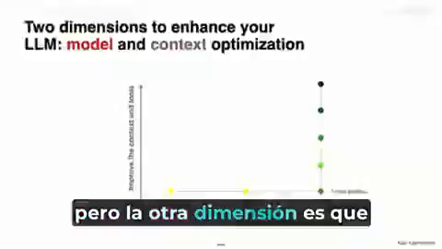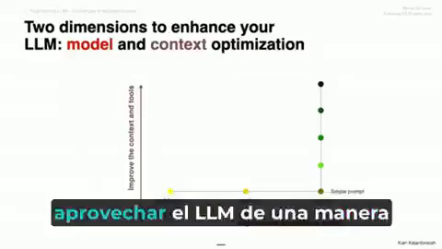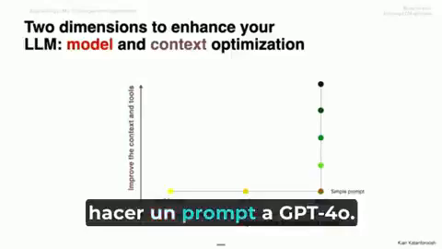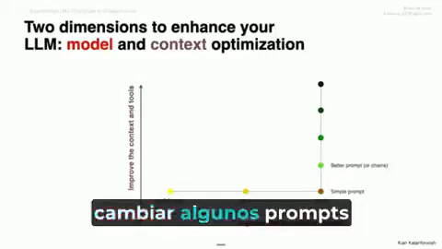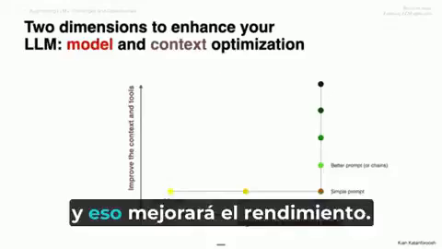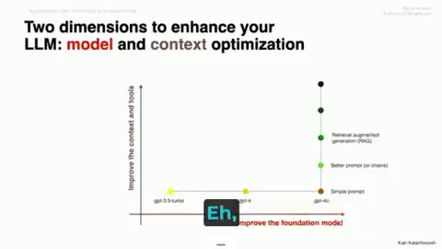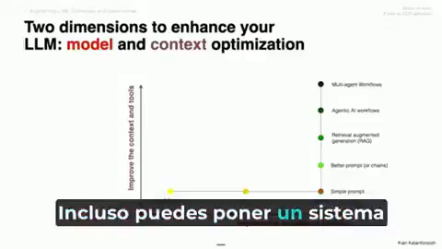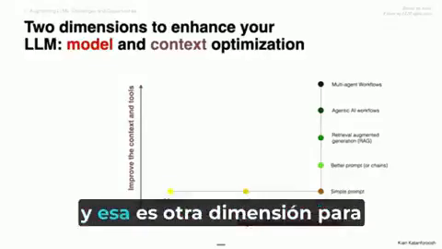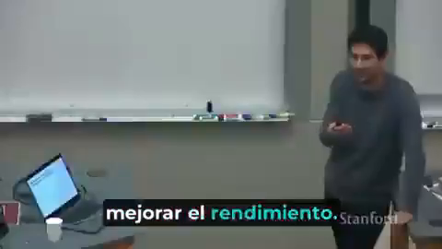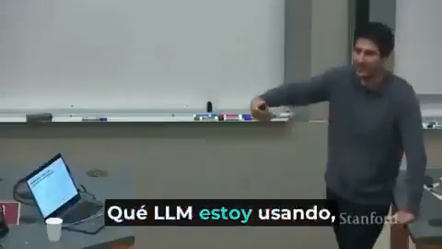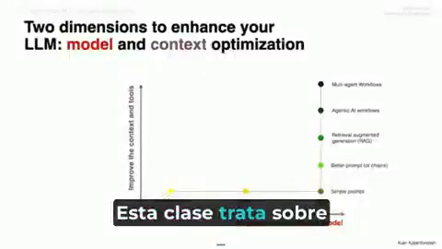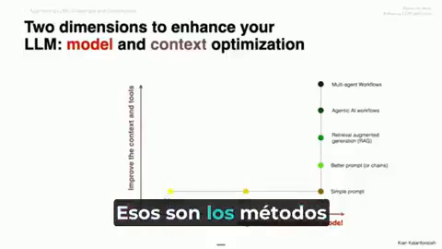But the other dimension is we can actually leverage the LLM in a way that makes it better. So you can prompt simply GPT-4o. You can change some prompts and improve the prompt, and it will improve the performance. It's shown. You can even put a RAG around it. You can put an agentic workflow around it. You can even put a multi-agent system around it. And that is another dimension for you to improve performance. So that's how I want you to think about it. Which LLM am I using, and then how can I maximize the performance of that LLM? This lecture is about the vertical axis. Those are the methods that we will see together.